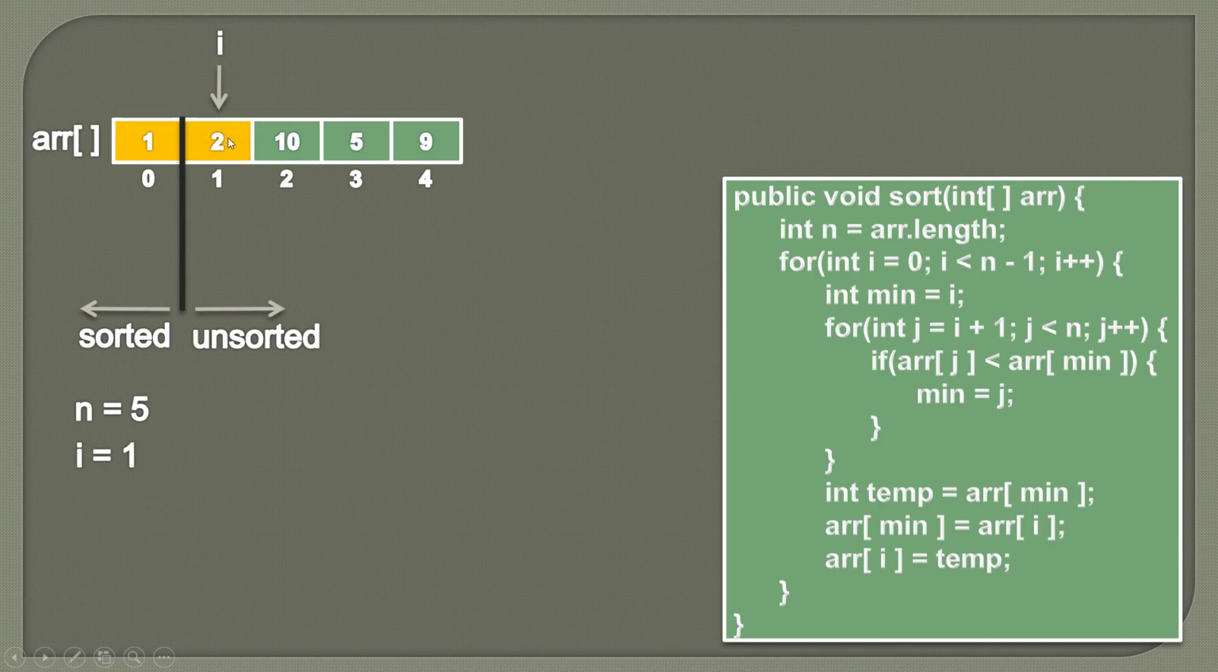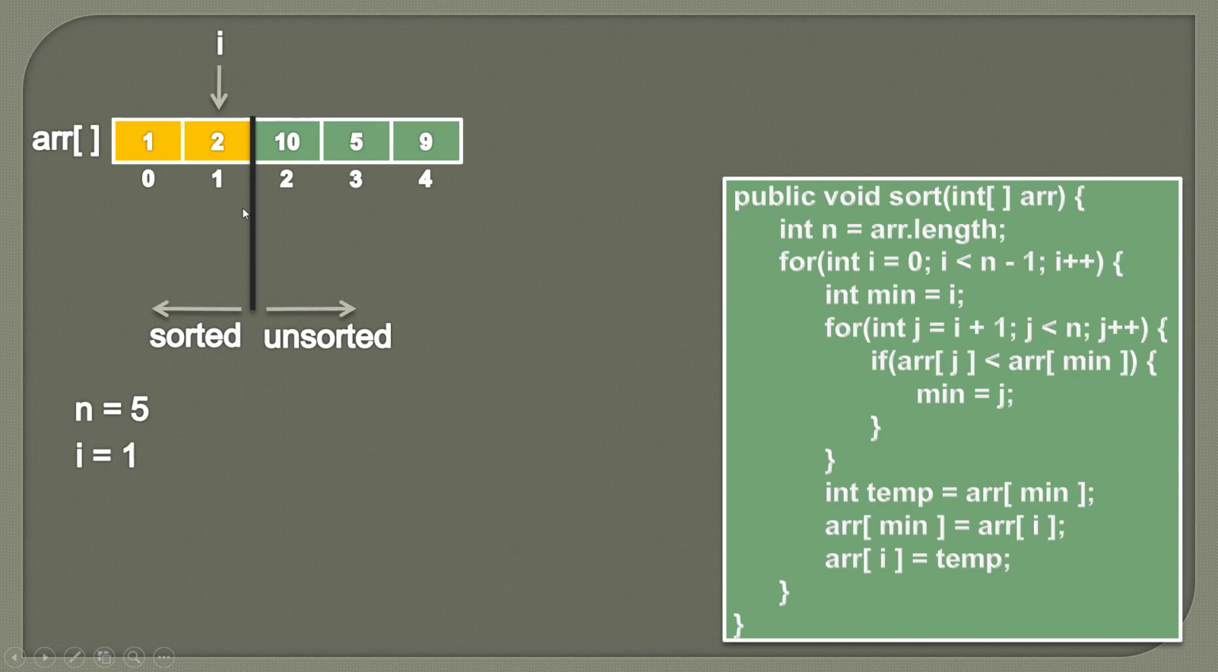So friends, here you can see after we perform this swap, now 2 will also become part of the sorted part. With each pass, the sorted array is increasing and the unsorted part is decreasing. So now we'll increment I by 1. So I becomes 2, and 2 is less than 4. So this condition comes out to be true.